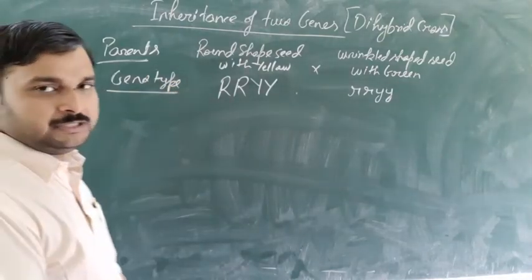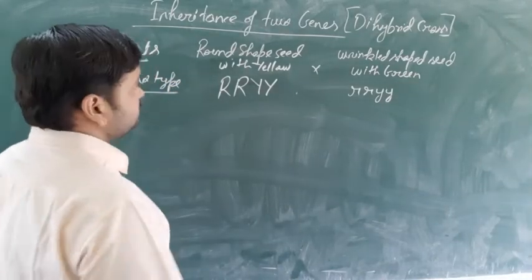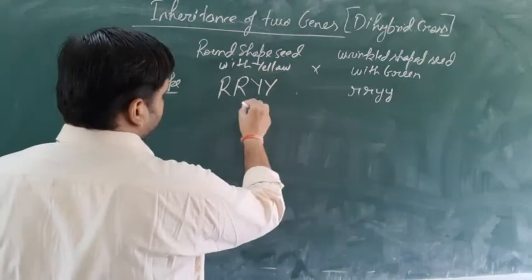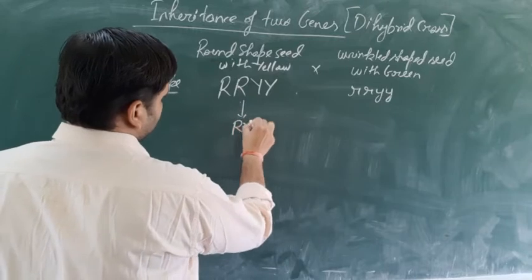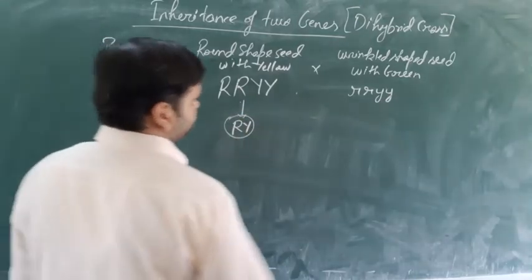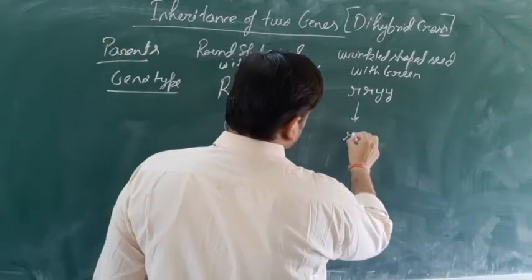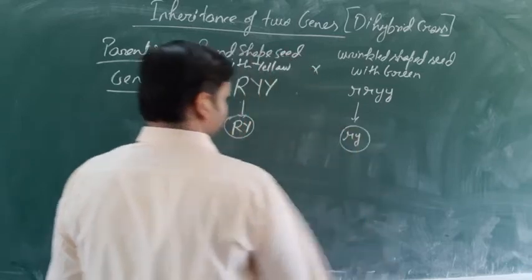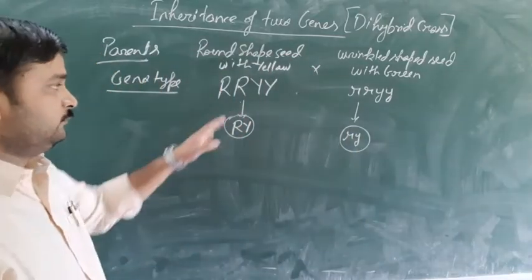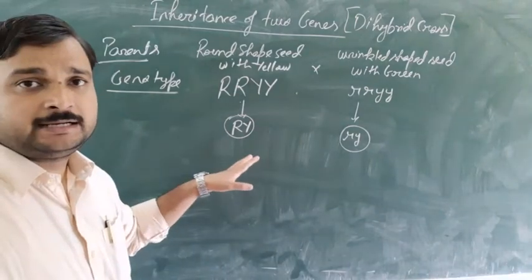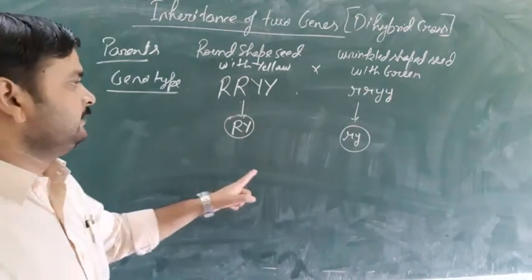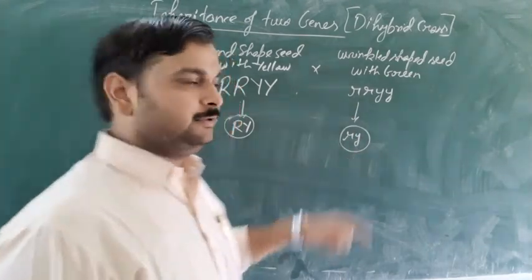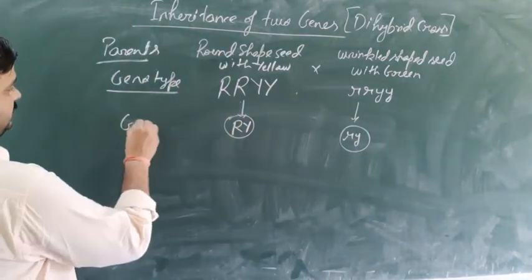Then after writing the genotype, you have to write the gametes. Gametes here are very simple. Only one type of gamete will be here: capital R, capital Y, and here small r, small y. Even though four gametes will be there, all the gametes will be similar. All will have this genotype, capital R, capital Y, and then here small r, small y. So these are the gametes.